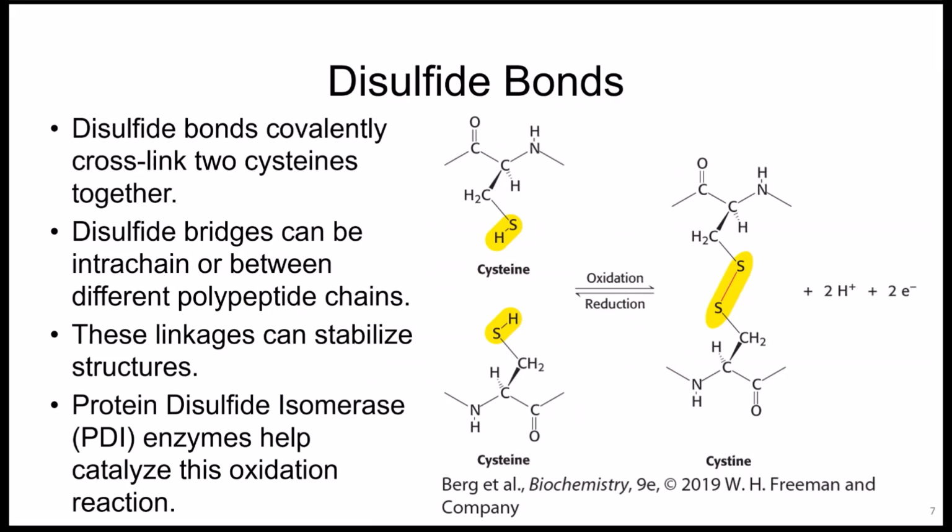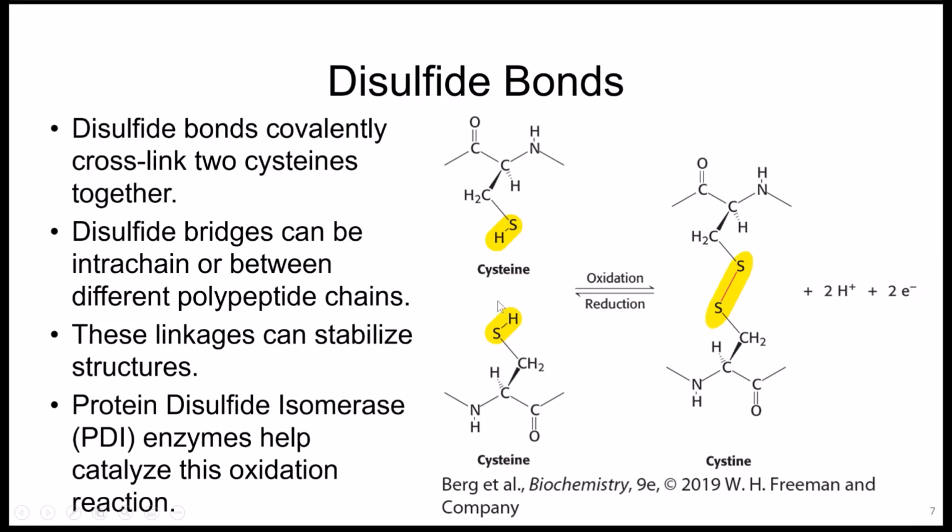So just a little bit of review from chemistry. Remember that you can have these redox reactions where molecules are oxidized or reduced depending on their state. So a loss of electrons would be an oxidation. A gain of electrons would be a reduction. And this is what we can see between cysteine side chains.